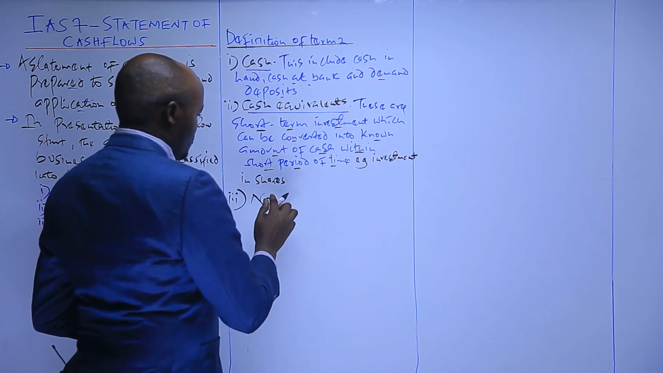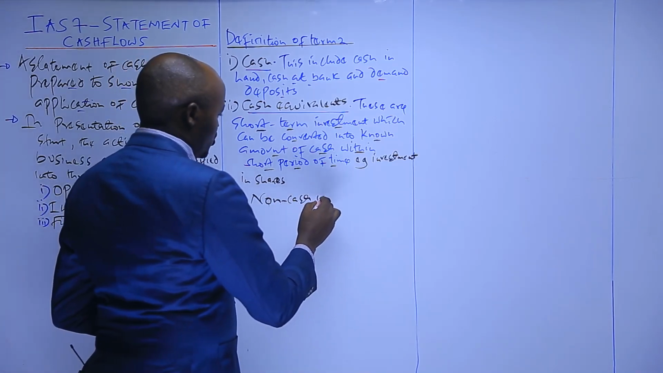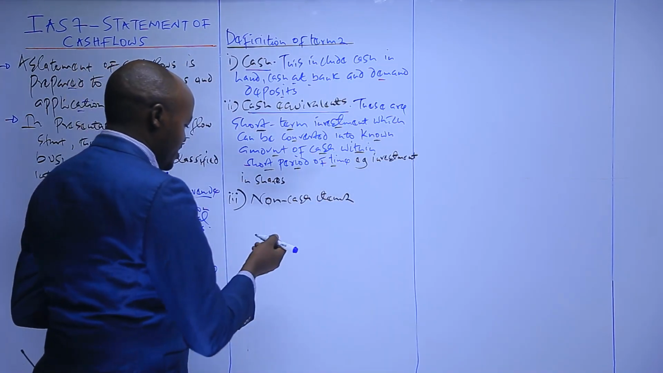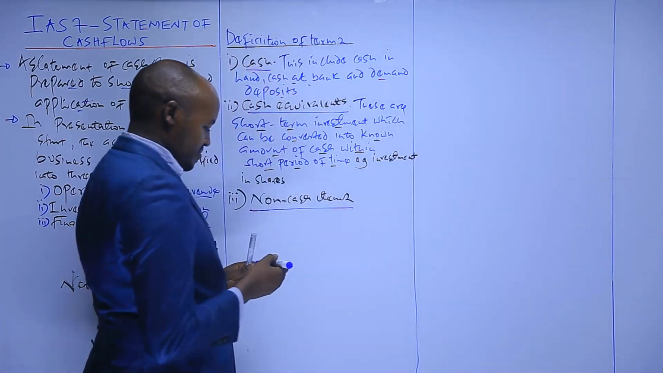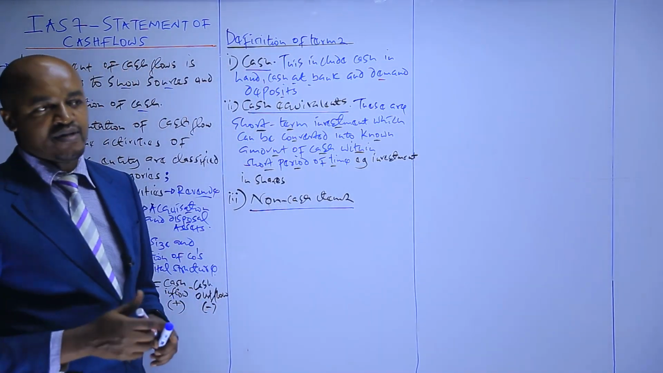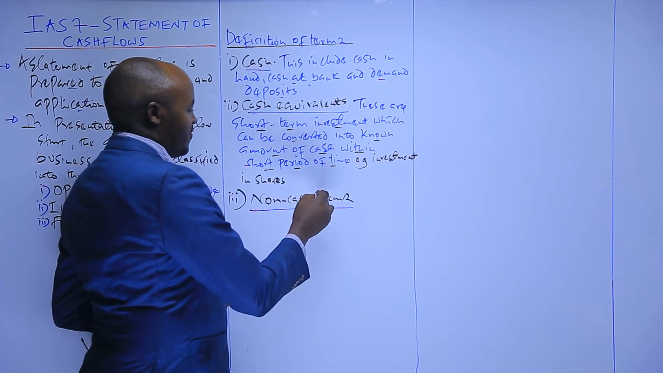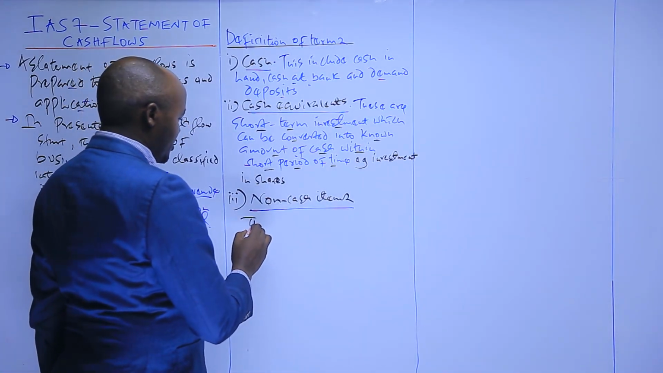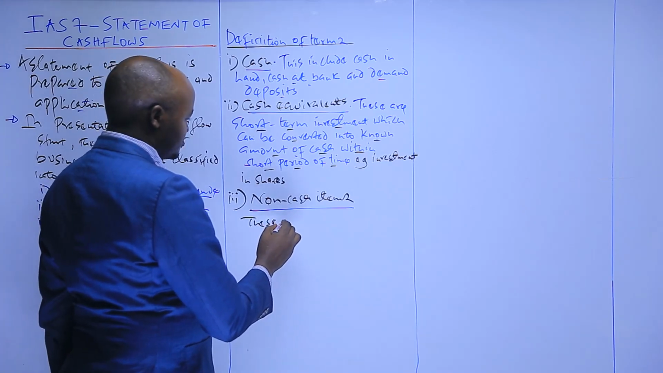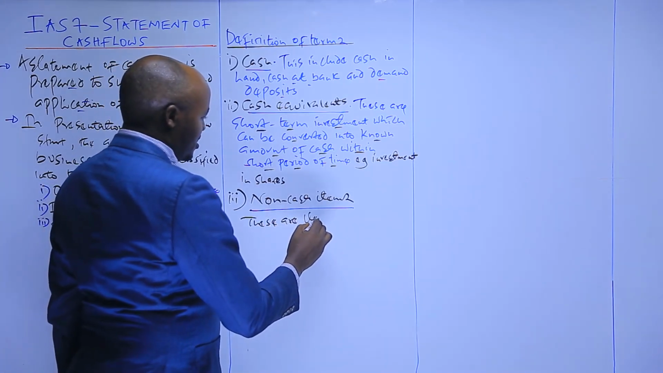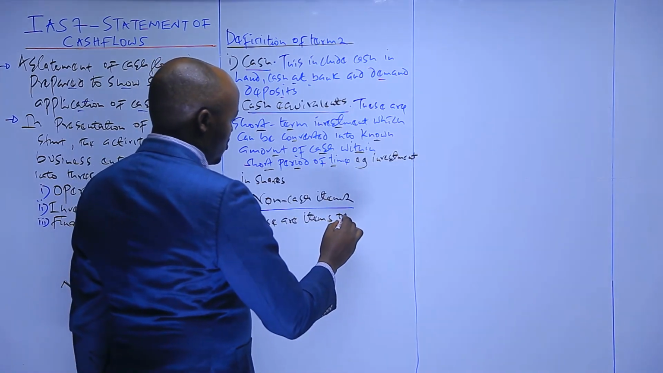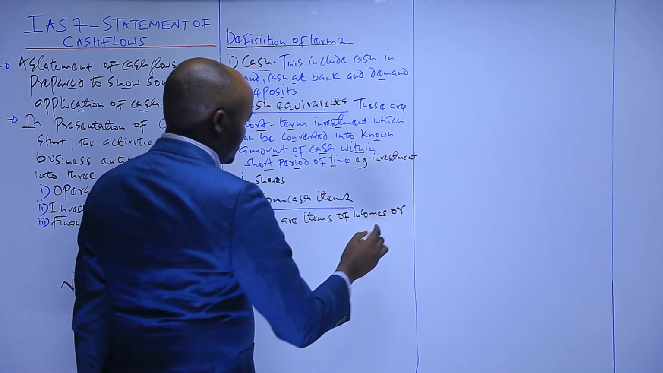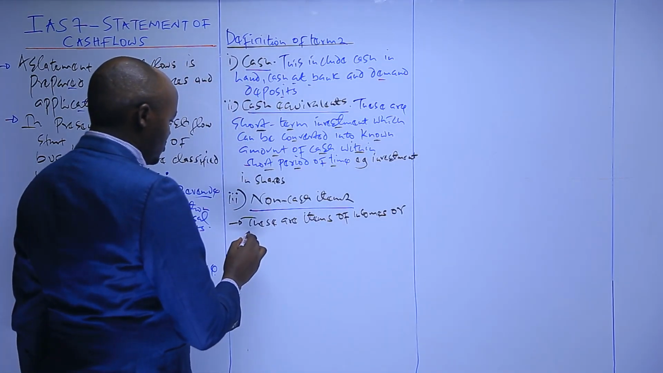The other term is something called non-cash items. When we talk about non-cash items here, we are talking of items of income or expenses which do not involve cash inflows or cash outflows. So these are items of income or expenses.